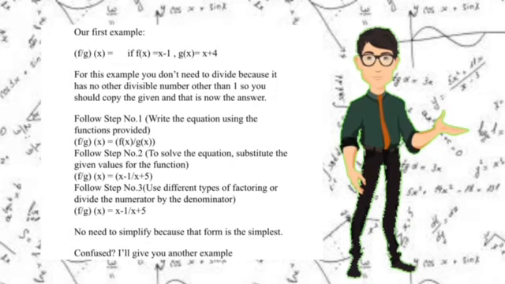f divided by g(x) equals (x negative 1) divided by (x plus 4). Step number 3. Use different types of factoring or divide the numerator by the denominator. f divided by g(x) equals (x negative 1) divided by (x plus 4). No need to simplify because that form is the simplest. Confused? I'll give you another example.